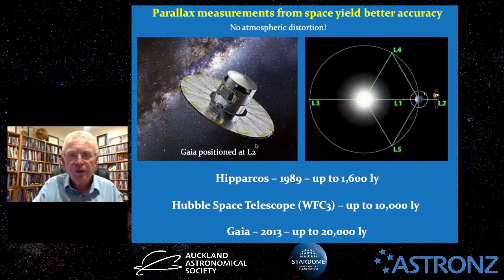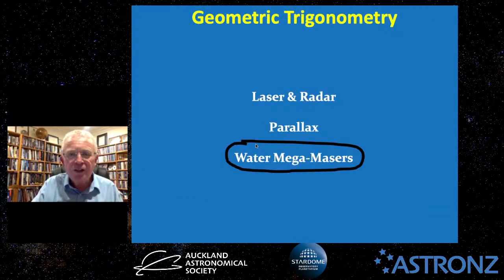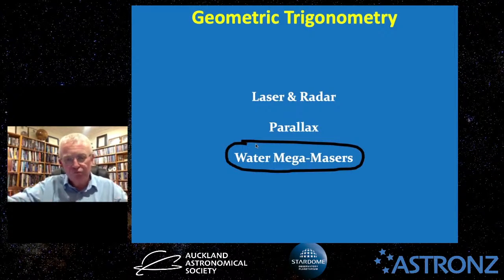20,000 light years. So that's pretty cool. So that's laser and radar for within the solar system, and parallax for stars, up to about 20,000 light years away.